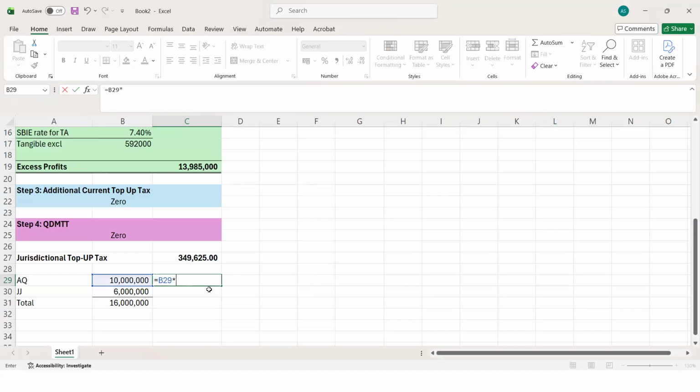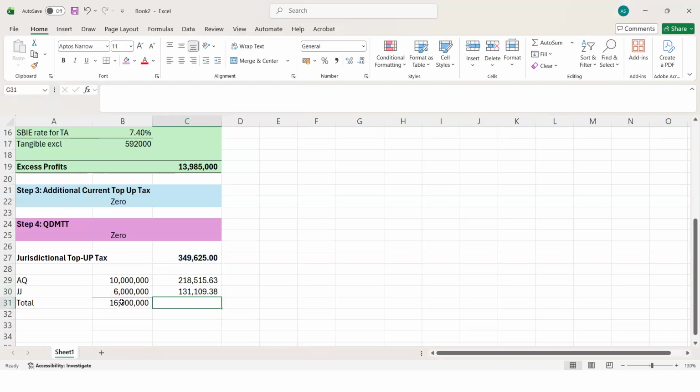So is this jurisdictional top-up tax into what is their globe income divided by what is the total globe income for these net positive constituent entities? And for JJ, it is going to be this into 6 million divided by 60 million. So that is how you would be distributing the globe income to constituent entities.